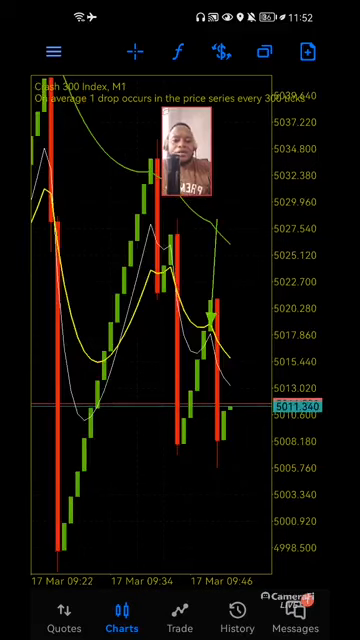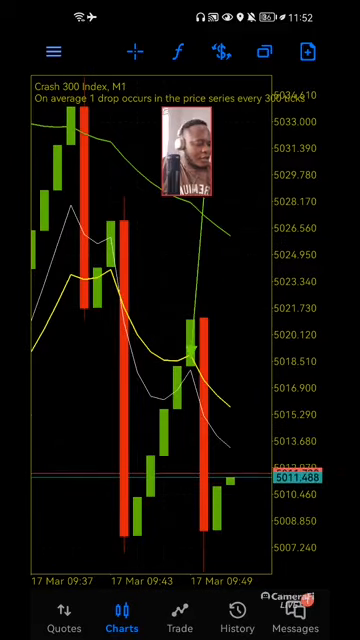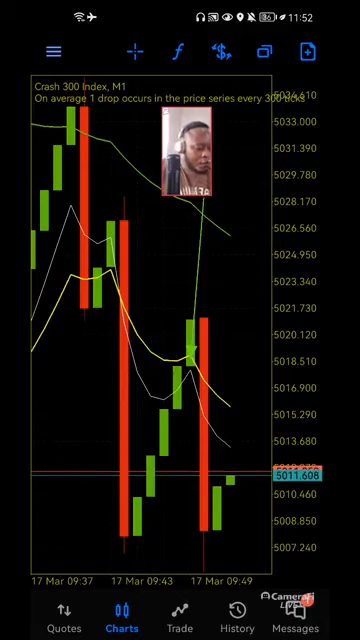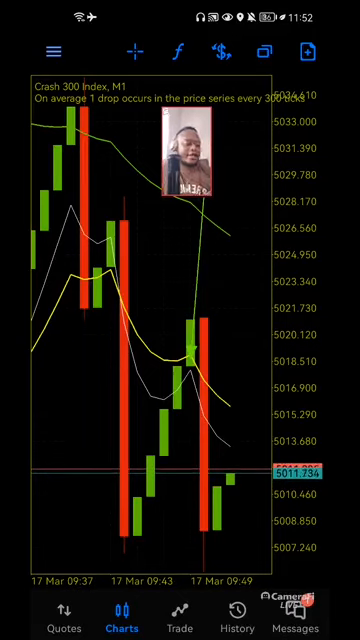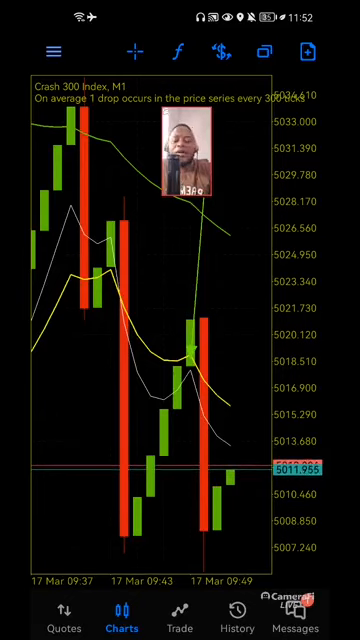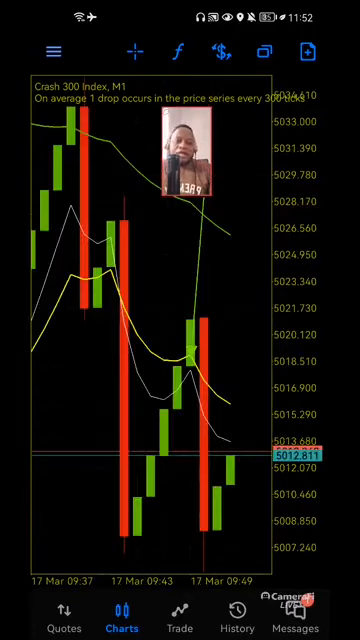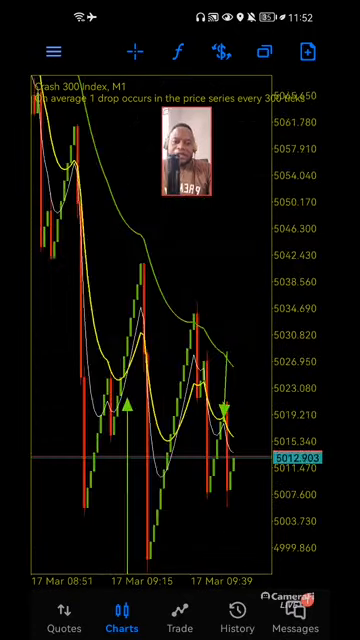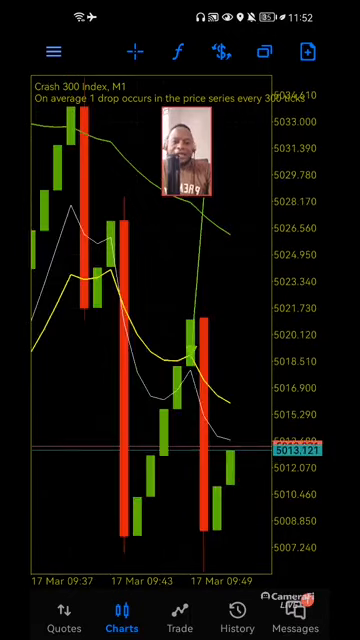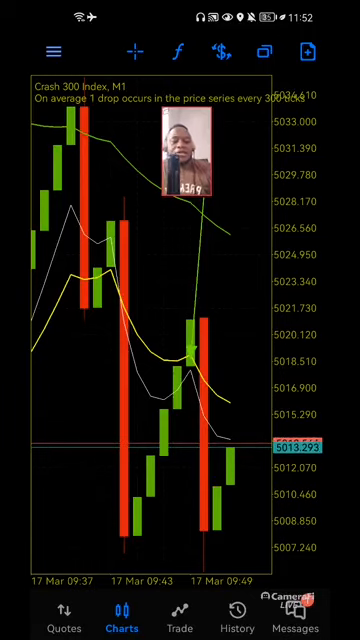Someone says, "What's the overall trend on Crash 300?" All right, let's see the overall trend. I get my overall trend on day one, so I go to D1. When I'm on D1, I see that this is a downtrend because there is a bearish candlestick there. But that one doesn't matter. What matters is the lines here crossing each other, entering, hammering a spike, and then you get out.